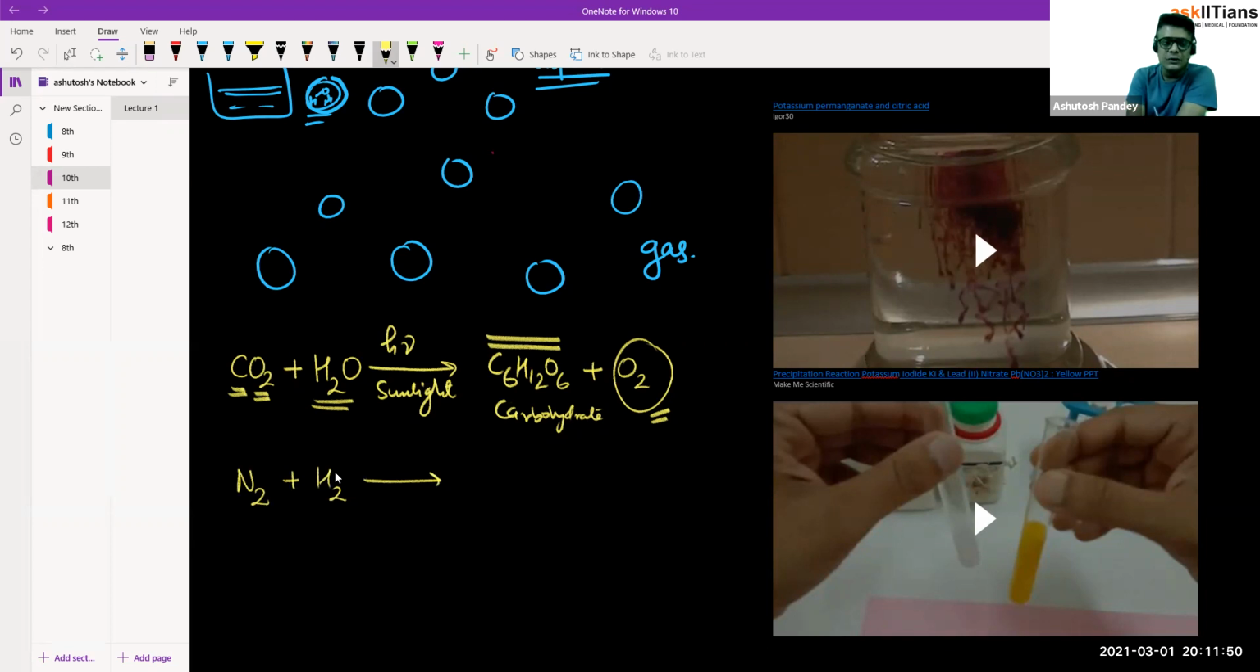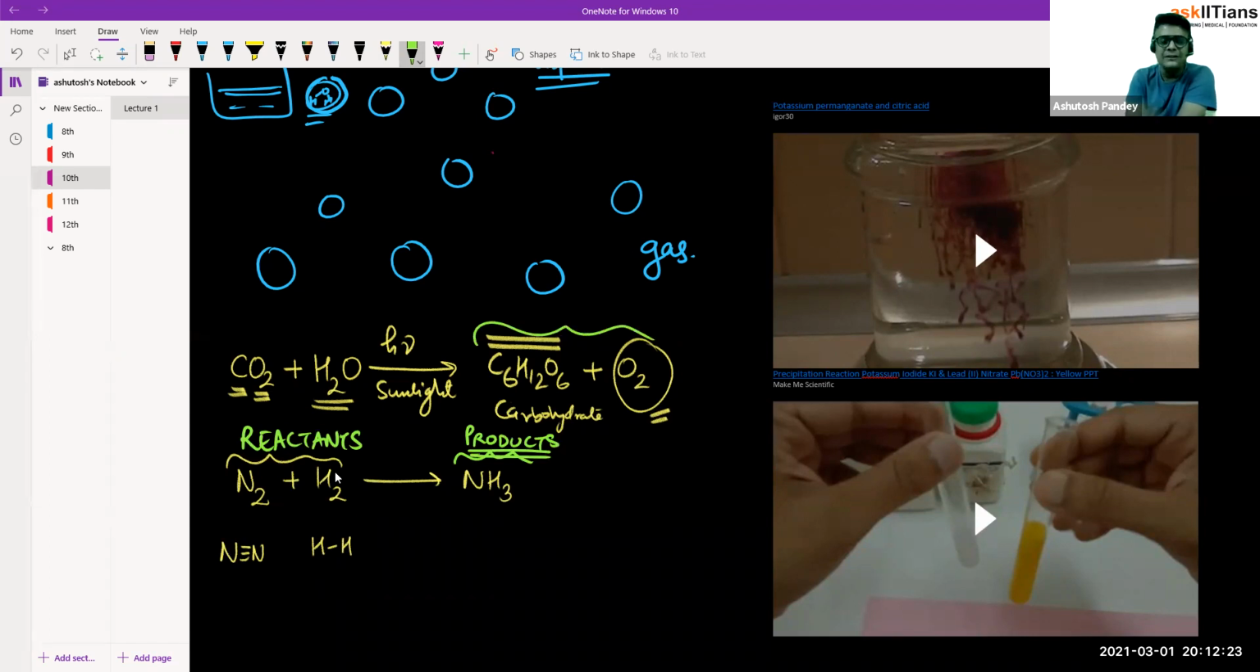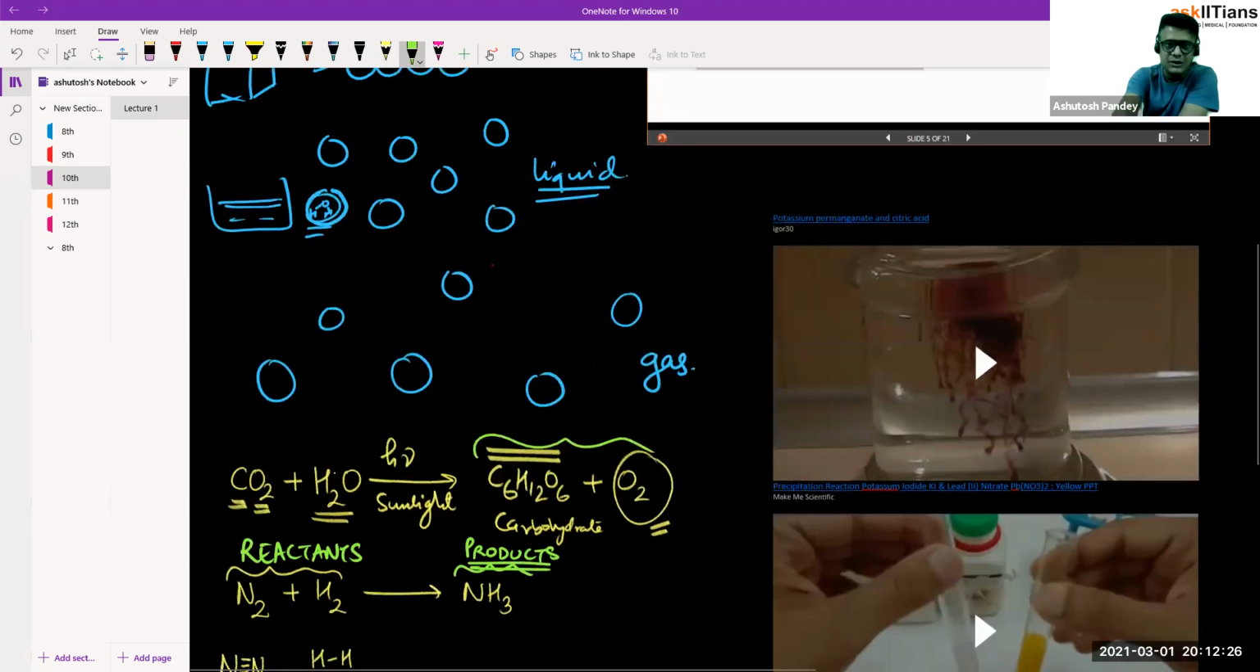So N atom was bonded with another N atom, and H atom was bonded with another H atom. Now both of these are called reactants. On the other side of the arrow will be the products. So these are the products of this reaction, and this whole thing is called a chemical reaction.